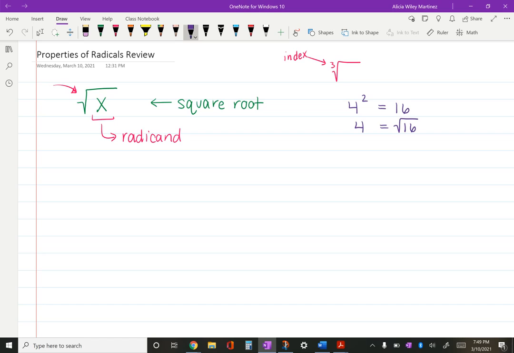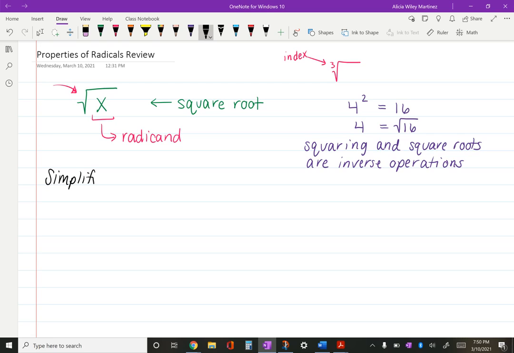And what that tells us is that squaring and square rooting are what we call inverse operations. So squaring and square roots are inverse, or you can call them opposite operations. They undo each other, very similar to adding and subtracting and multiplying and dividing when solving equations. Okay, so we're going to talk about what we call simplifying a radical. So we're going to simplify each radical. Again, we don't want any decimal answers. We want exact answers. So we want our radicals to be in simplified radical form.